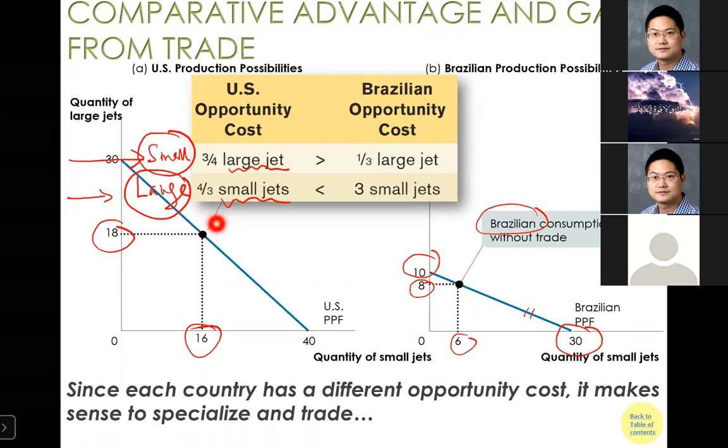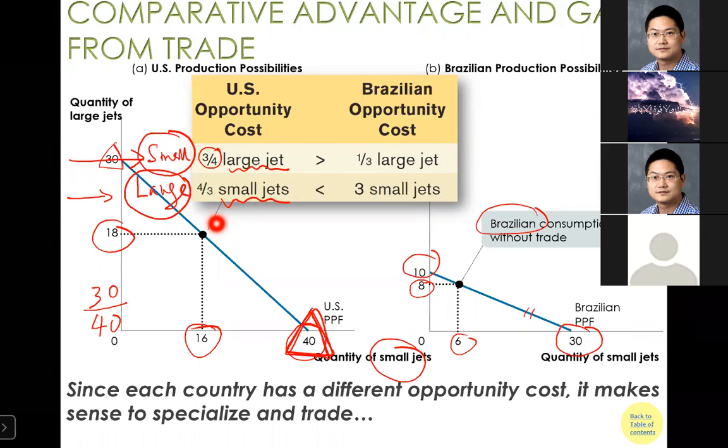For the US, the opportunity cost of small jet is equal to 3/4 of a larger jet. Why is that? It's because when we decide to allocate all resources to produce 40 small jets, the US is giving up the opportunity to produce 30 larger jets. So the opportunity cost of small jet is 30, that's the cost, divided by 40, that's the benefit. So it is equal to 3/4.